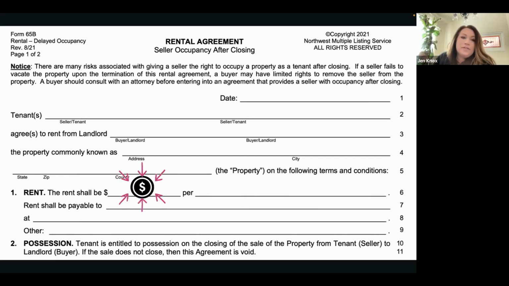Post-close, or sorry, delayed occupancy, you'll also want to put a dollar amount. I was always told that the dollar amount is really just for recourse to go back and show that it was truly a rental agreement. I don't do a lot of rentals, so I can't speak on a very deep level as far as what that means or the legalities behind that. But I do know that if there is a dollar amount in there, then it gives them more power to enforce the things that are on here.